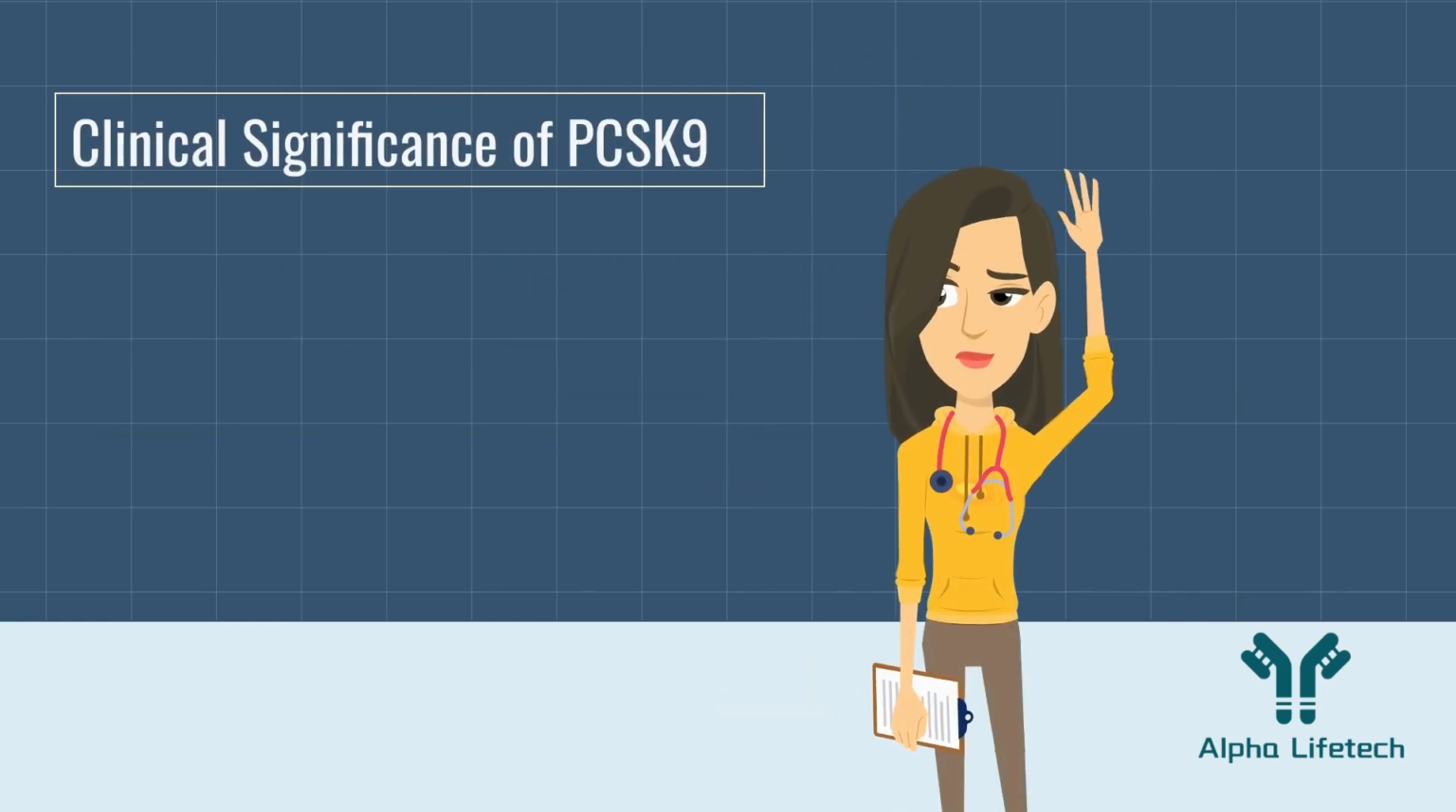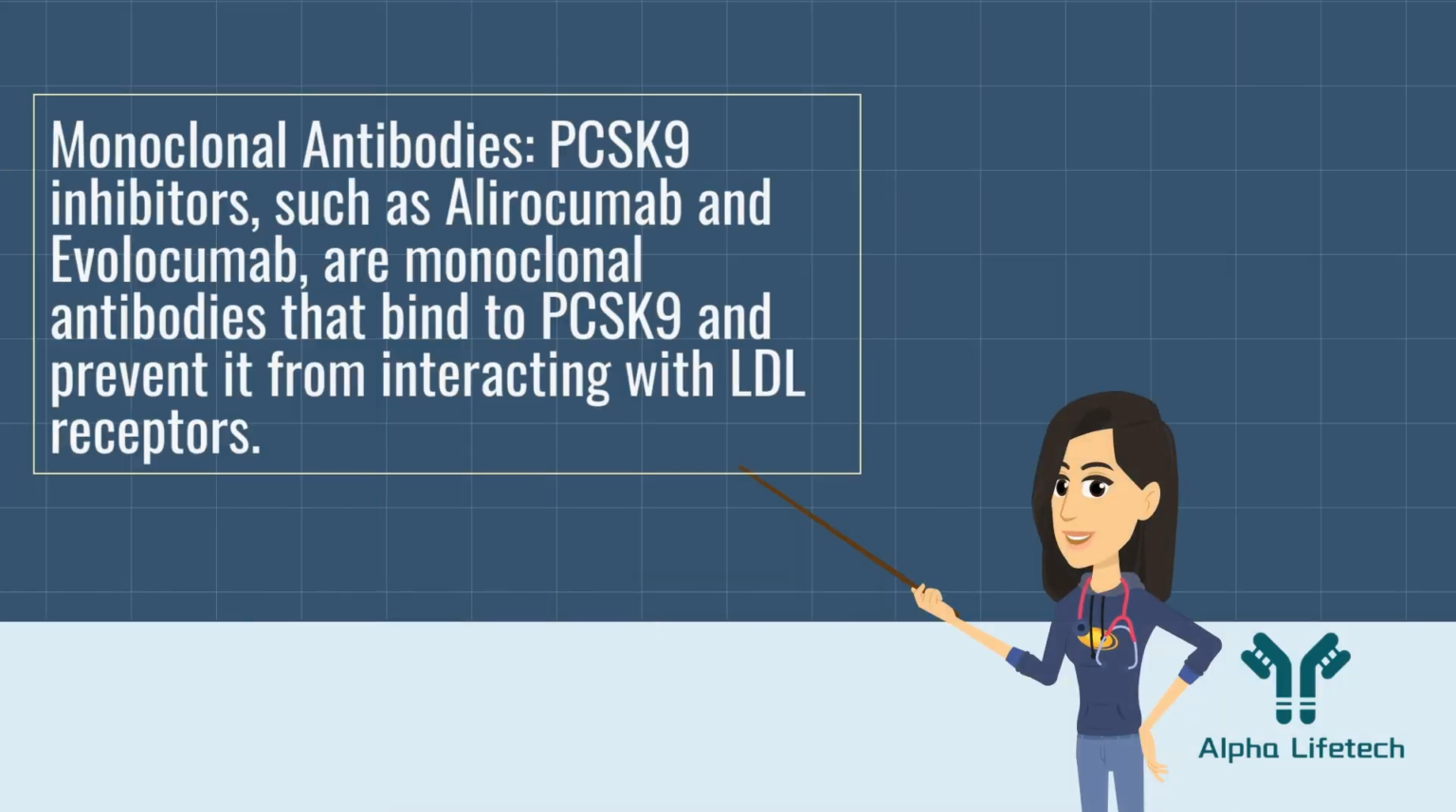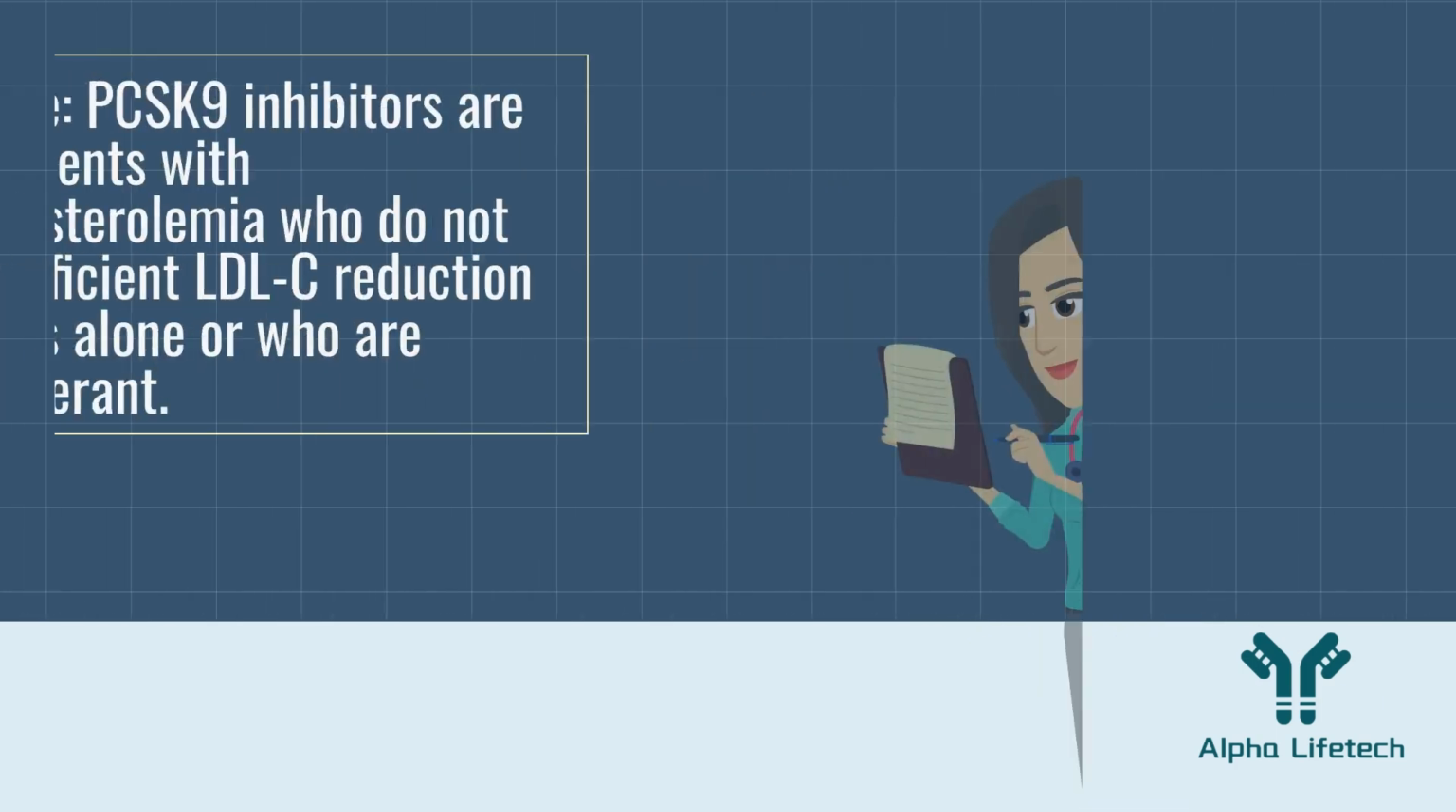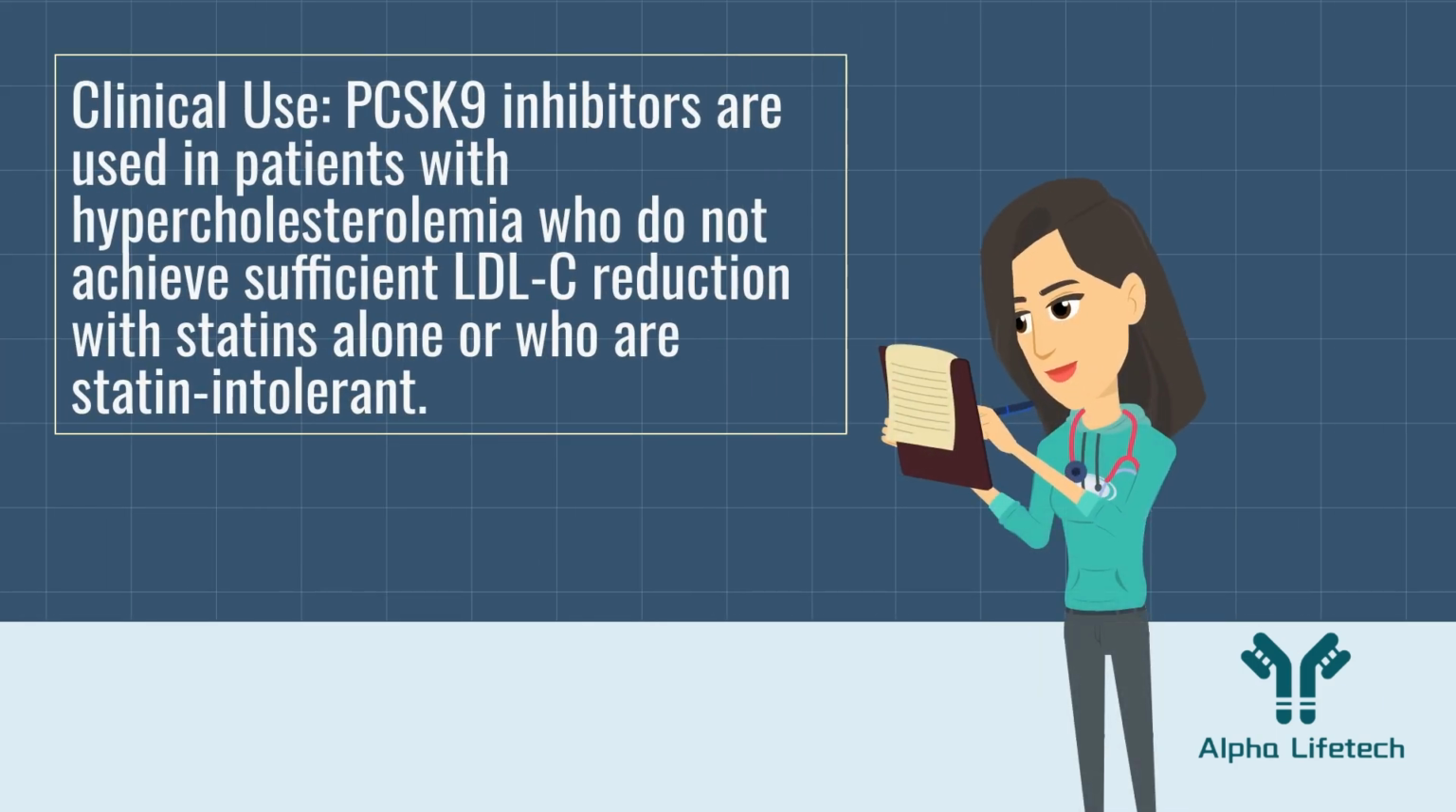Clinical significance of PCSK9. Monoclonal antibodies: PCSK9 inhibitors, such as alirocumab and evolocumab, are monoclonal antibodies that bind to PCSK9 and prevent it from interacting with LDL receptors. Clinical use: PCSK9 inhibitors are used in patients with hypercholesterolemia who do not achieve sufficient LDL-C reduction with statins alone or who are statin intolerant.